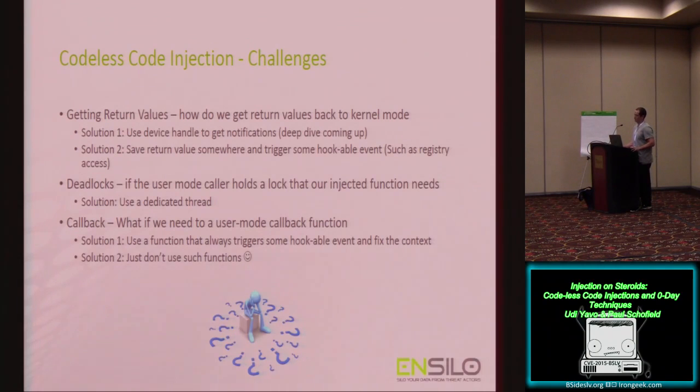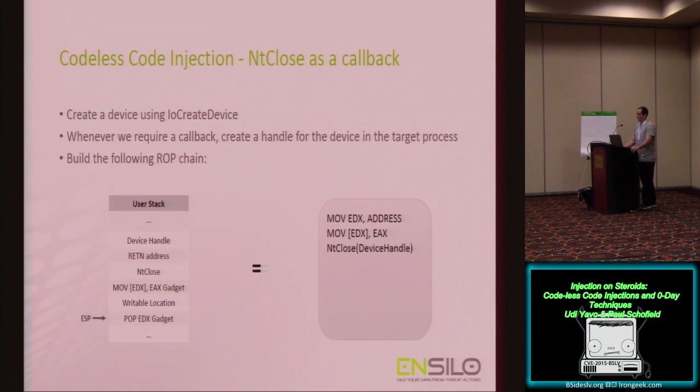Another issue is what if we need to use a user mode function that requires a callback as a parameter. One possibility is just not to use these functions. We didn't need such functions for the demos we did, and we still were able to do almost everything. If we had to, we would probably use the method I mentioned earlier and trigger something hookable, like registry access or file access, and then restore the context accordingly.